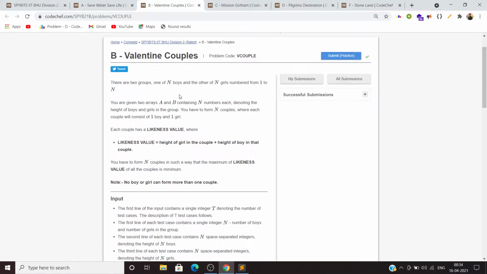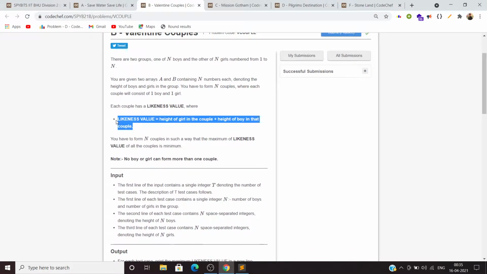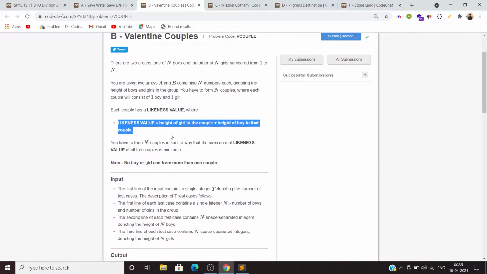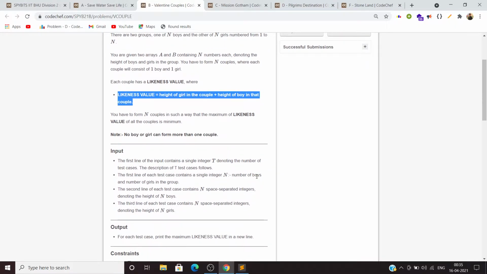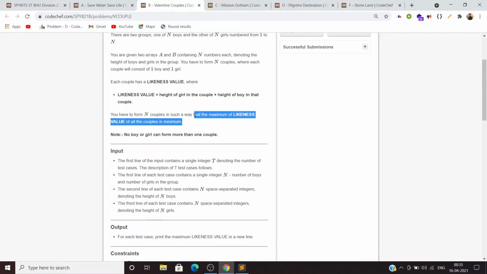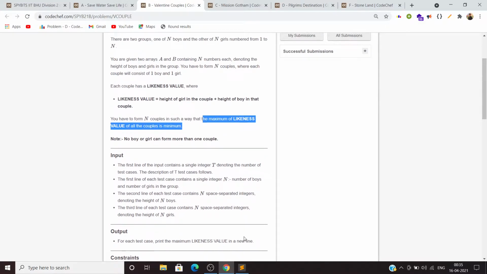The second problem says there are two groups, one of boys and one of girls, numbered from 1 to n, and a condition is given that there is a likeness value. The likeness value is the height of a girl plus the height of a boy. You have to form n couples, obviously, because there are n boys and n girls. In those n couples we have to find the maximum likeness value of all the couples and minimize it. So we have to minimize the likeness value such that the maximum will be minimum. This is a simple problem.